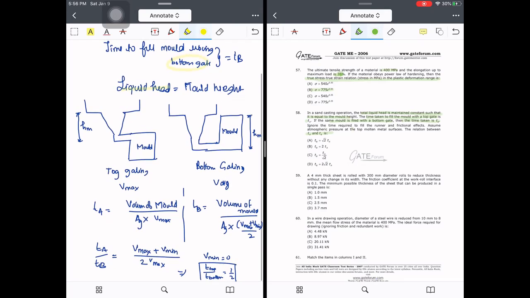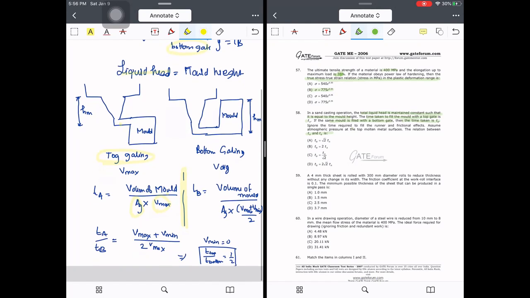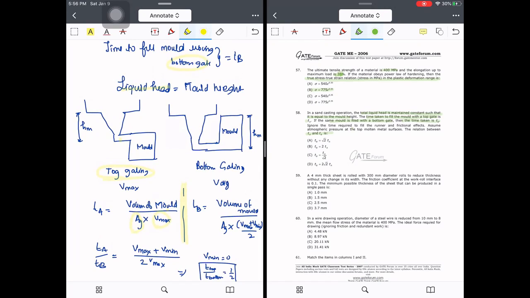Now, what they have given, I have mentioned here. Time taken to fill with the top gate is TA, and time taken to fill the mold with the bottom gate is TB. So liquid head is equal to mold head. Now when we say top gating system, what is the time taken by the top gating system? I have compared here. It is volume of the mold, which is constant in both the cases, into area of the gating into V maximum.